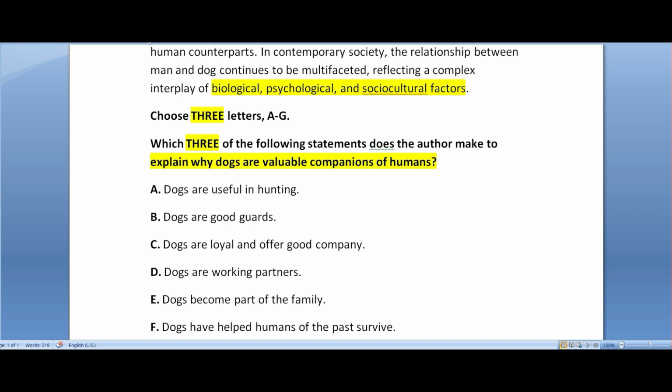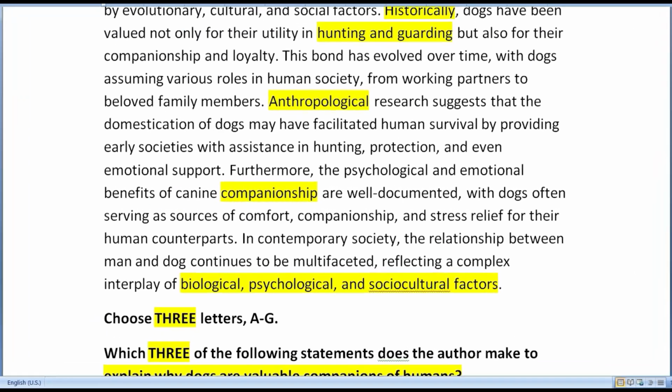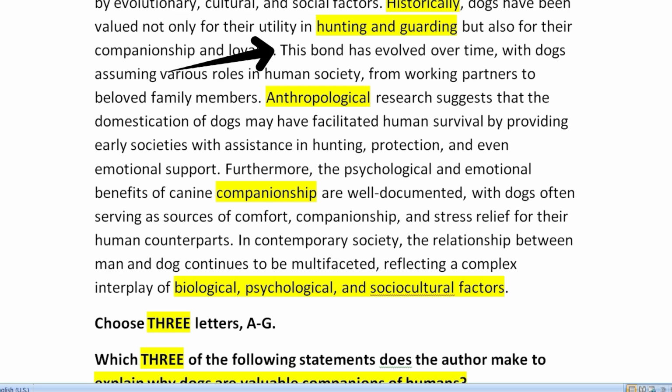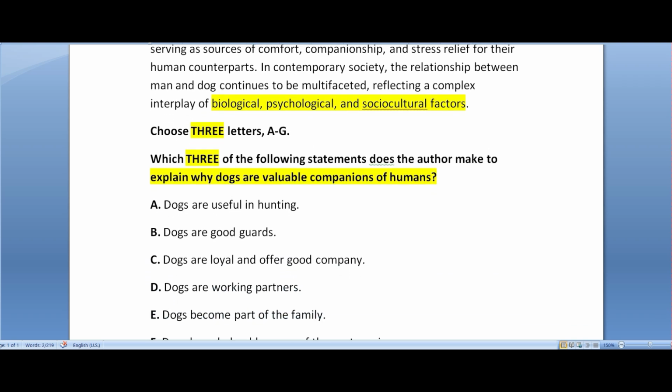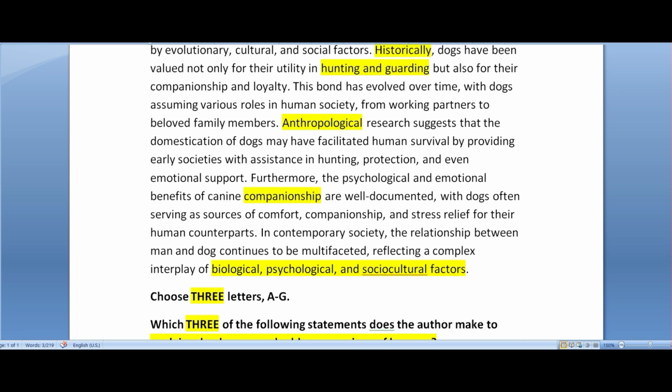Dogs are working partners. This is option D. Let's see. This bond has evolved over time with dogs assuming various roles in human society from working partners. Here it is. And I think it's not paraphrased at all. Dogs are working partners. Be careful when something is not paraphrased. I'm not saying it will be wrong necessarily, but the majority of times they do things like that to confuse you.